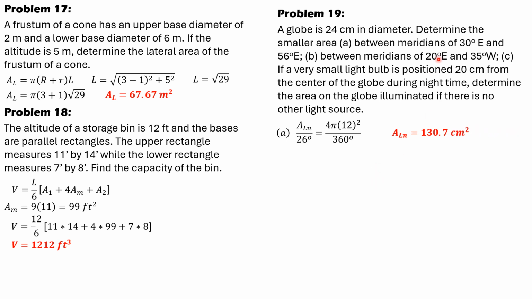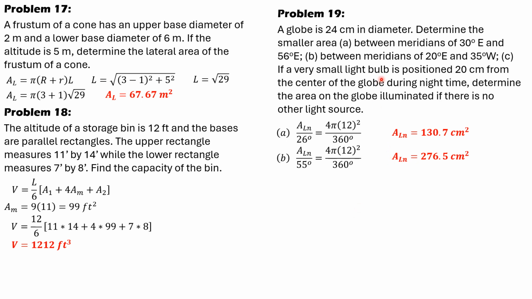For the second part, this is 20 degrees east, 35 degrees west. So the angle between them, the smaller one, is 20 plus 35, so 55 degrees. Same formula: area of lune is to 55 degrees as 4 pi times 12 squared is to 360 degrees. So the area of the lune is equal to 276.5 square centimeters.